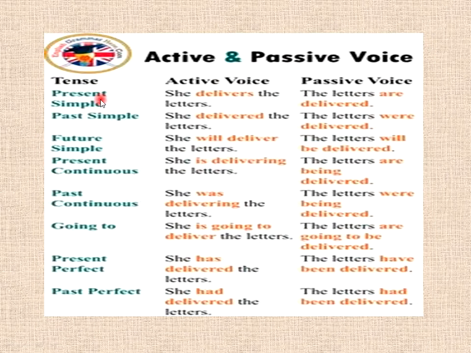If the sentence is in present simple, it would be like this in active, and it would be like this in passive, like she delivers the letters, the letters are delivered. In the past simple, this would be the structure. Future simple, present continuous, past continuous, going to, present perfect, past perfect. In short, every sentence has a different structure. We have to recognize the sentence structure, whether it is affirmative, whether it is a command, whether it is present simple, whatever it is. So we have to convert that sentence by following the structure of the active voice sentence, so that we can understand and convert it into passive voice easily.